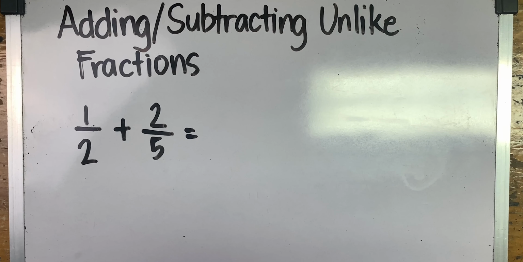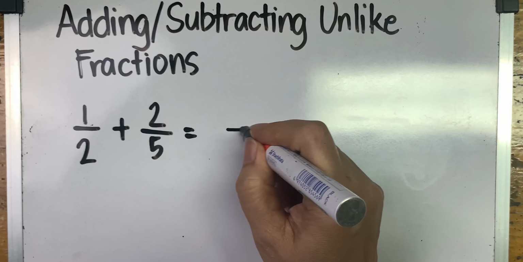Ngayon, pag-aaralan natin kung paano mag-add at mag-subtract ng unlike fractions. Ituturo ko sa inyo ang pinakamadaling paraan para makuha nyo to. Sa given example natin na 1/2 plus 2 over 5, ganito ang dapat natin gawin.